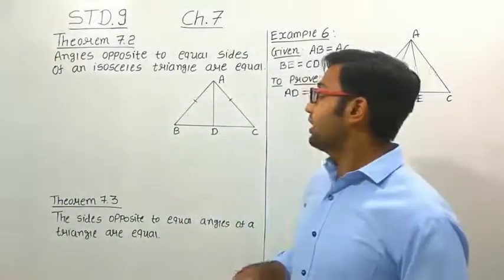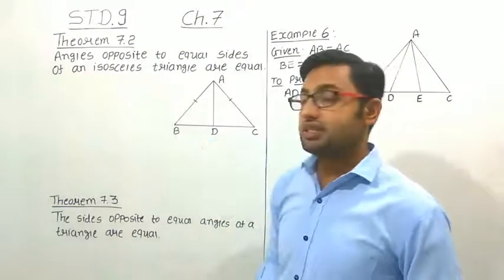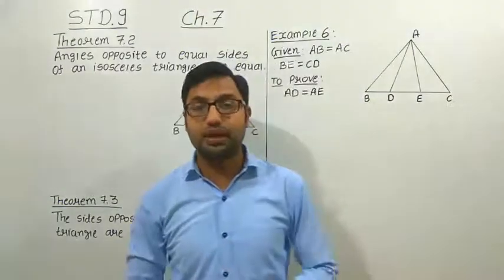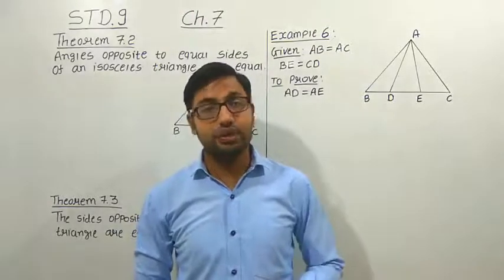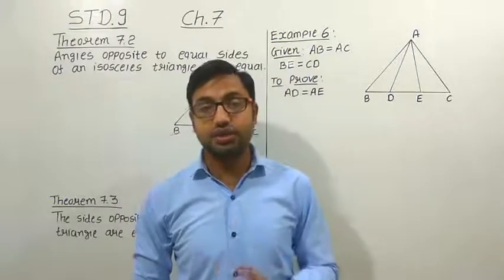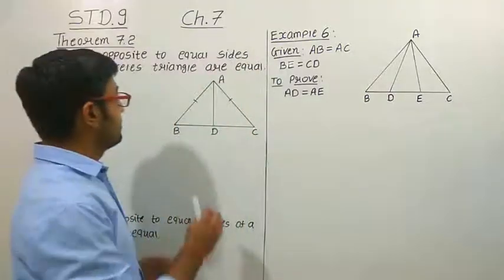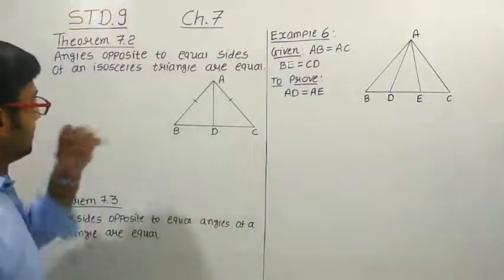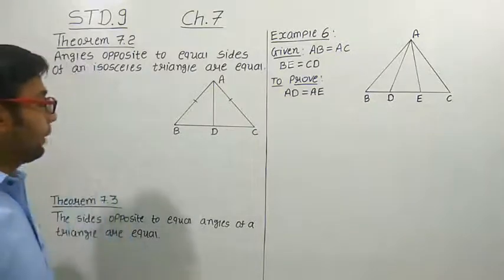So we are given a triangle of the type isosceles triangle. We know that triangles are of many types: equilateral triangle, isosceles triangle, scalene triangle, right angle triangle. Out of that, this theorem is regarding isosceles triangles. So if there is an isosceles triangle, then the angles opposite to the equal sides will become equal, right?